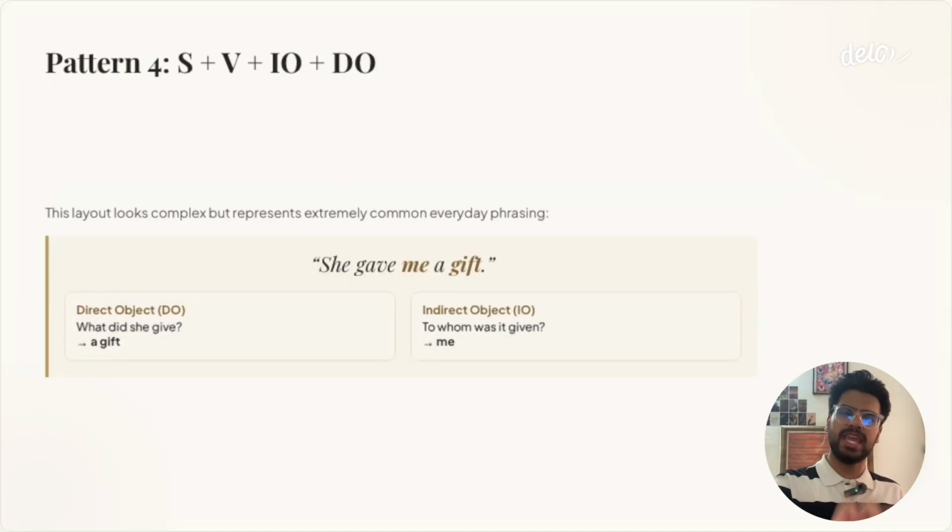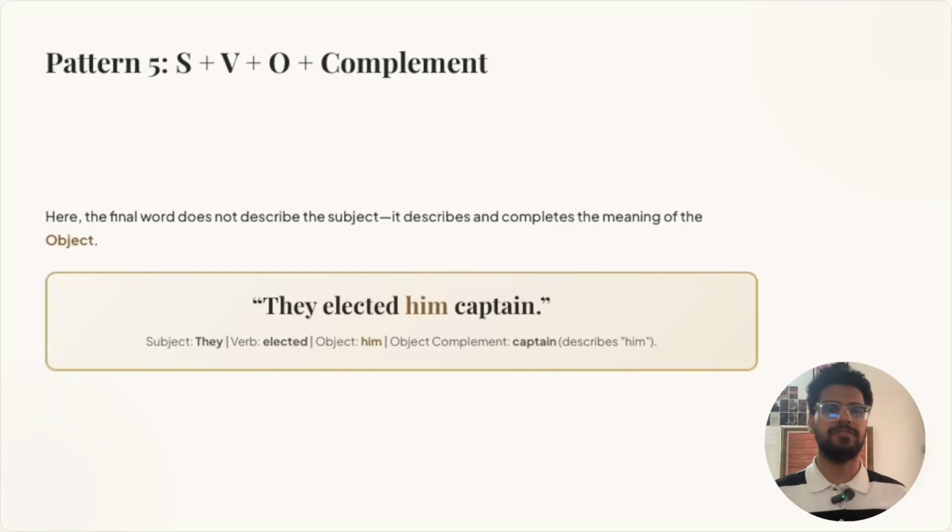Subject plus verb plus indirect object plus direct object. This pattern looks difficult, but it's very common. For example, she gave me a gift. Here, subject is she, verb is gave, indirect object is me, and direct object is gift. To identify direct object, ask, what did she give? A gift. And to identify indirect object, ask, to whom did she give the gift? Me, right? Let's move on to pattern 5.